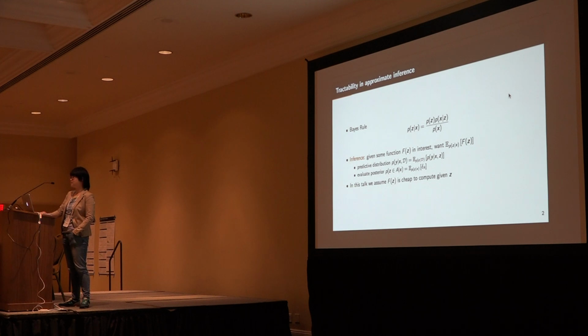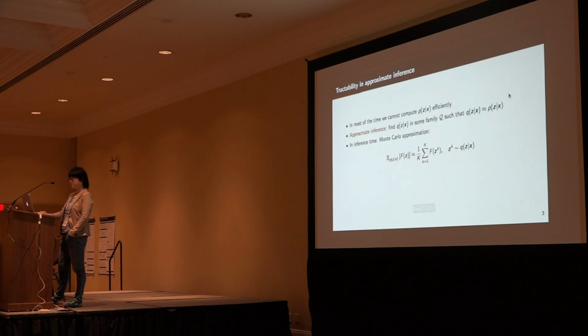Let me give you two examples. If you are interested in computing the predictive distribution of your Bayesian neural net, then this f(z) function is the conditional distribution of your label given your input and also z, which is your weight matrix. Or if you are interested in computing the exact posterior, then the f function is the delta function. In this talk, I'm going to assume that this f function is easy to compute, otherwise we need more approximation techniques.